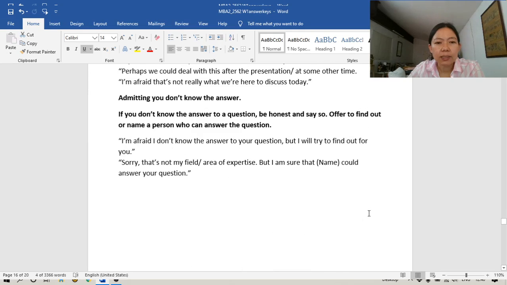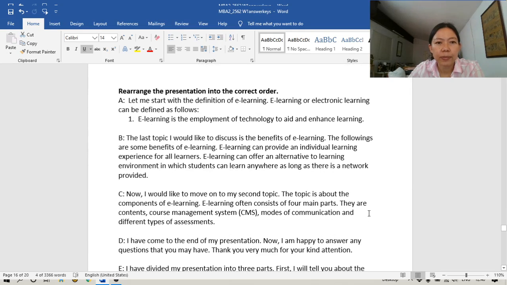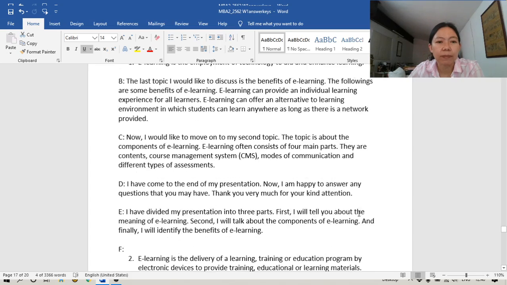Next is, this is the last exercise. I have asked you to rearrange the presentation into the correct order. This presentation comes with an introduction part, main part, and conclusion part, but it's not in order. So your task is to rearrange it, and here is the answer key.